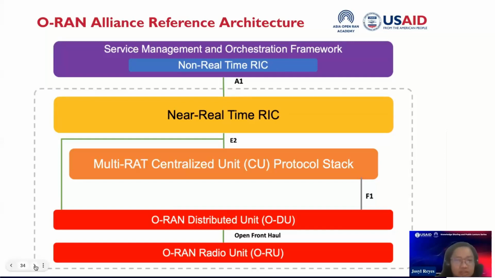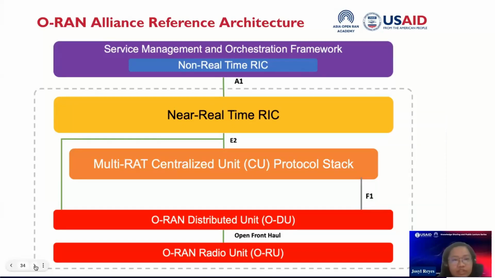So here is the SMO again, the non-real-time RIC. When we say non-real-time RIC, this usually considers services or applications that run more than 1 second of the time. So it's not really real time. For example, there are traffic forecasting, machine learning, training of the model to improve the whole system.